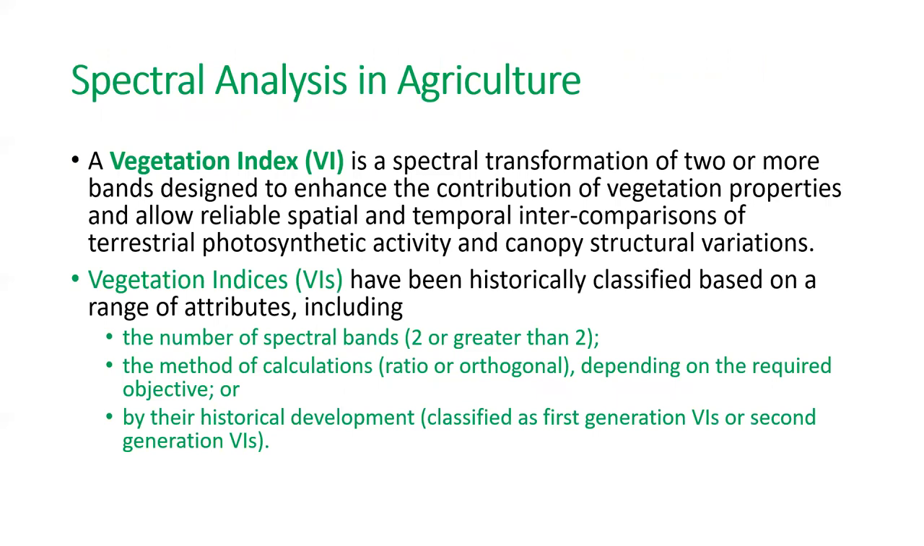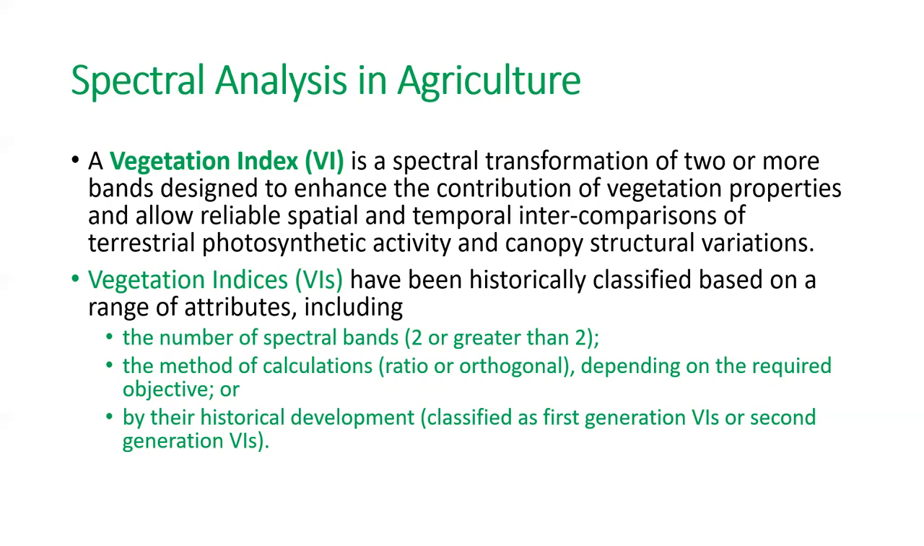Another thing which is quite important here, and I want to discuss with you, is vegetation index, as I said. A vegetation index is a spectral transformation of two or more bands. We have bands, but these bands can give information, but sometimes you cannot expect to get information that can be useful. So we need to combine these two or more bands, designed to enhance the contribution of vegetation properties and allow reliable spatial and temporal intercomparison of terrestrial photosynthetic activity and canopy structural variations. This is quite important, because when we talk about vegetation, we want to see the vegetation properties.